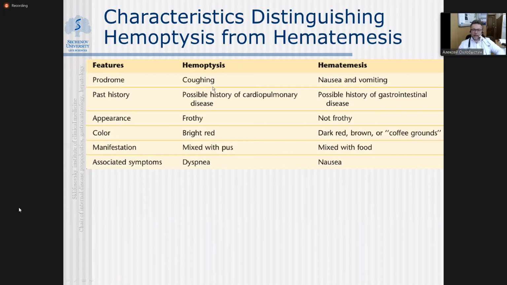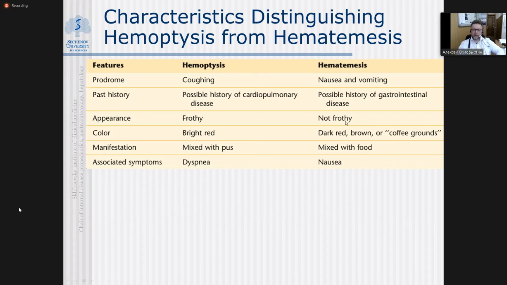In the typical case, hemoptysis is associated mostly with pulmonary or, more rarely, cardiac disease; hematemesis, with disease of the esophagus, stomach, or rarely the duodenum. In appearance, hemoptysis is typically frothy, because blood will be mixed with the other components into foam, and there will be no foam formation if it's blood vomiting. The color will typically be bright.